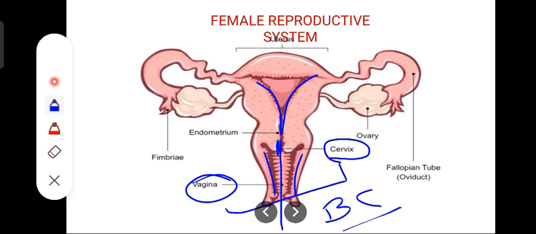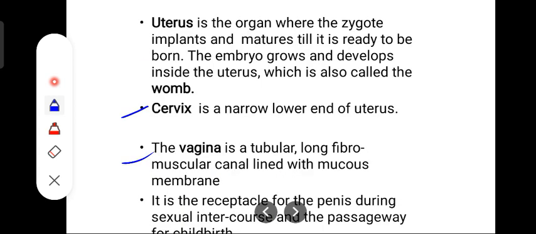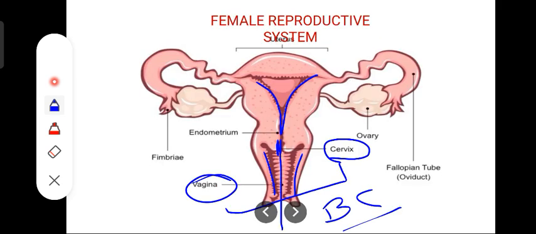So now, it is the receptacle for the penis during sexual intercourse and the passageway for childbirth. So, children, that vagina is the region where the penis releases the sperm. In the vagina, the penis releases the sperm. So it is the receptacle for penis.